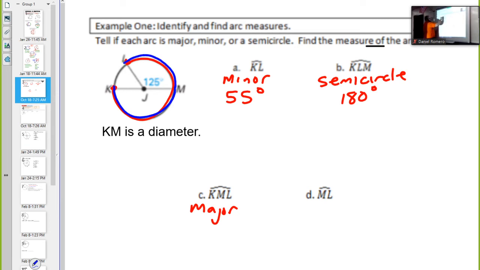And then if I go 125 more, what is 180 plus 125? What is 180 plus? Very good. 305.